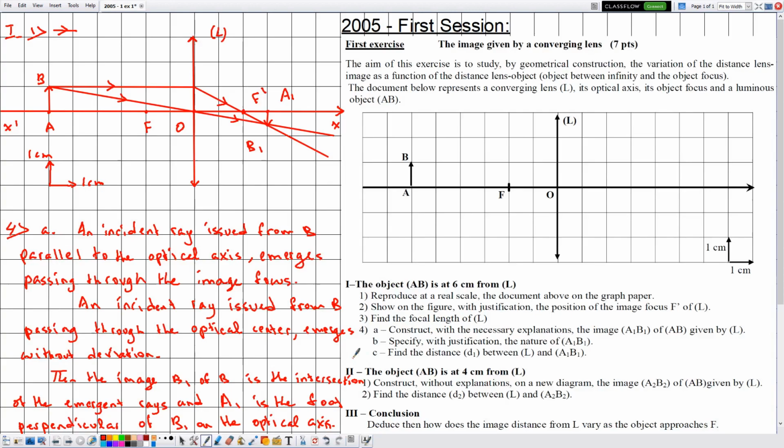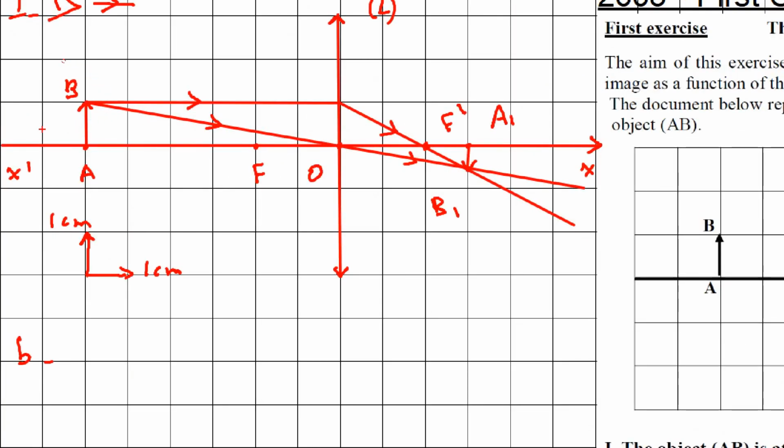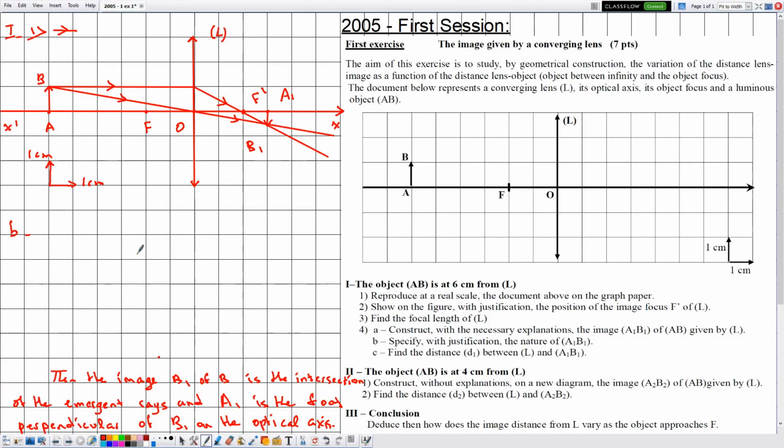Now in part B they are telling me to specify with the justification the nature of A1, B1. In other words we need to specify whether the image is real or virtual. We are in part B. So notice that the object AB is pointing upward and the image A1, B1 is pointing downward, which means that the image and the object are in opposite direction, which means that the image is inverted with respect to the object. And whenever the image is inverted, then it is real.